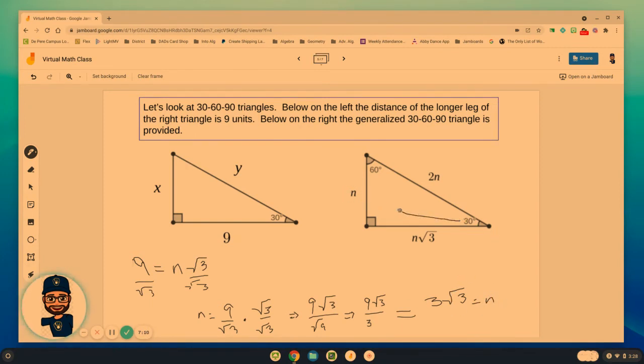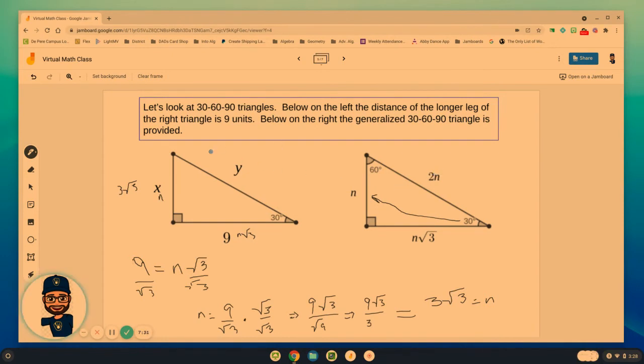It's opposite the 30. So which variable is that in our triangle? Is that x or is it y? Well, it certainly is x. 3 square roots of 3. Right? That's like our n. This was like our n square roots of 3. And therefore, how do we find y?